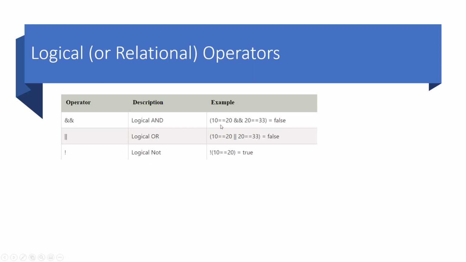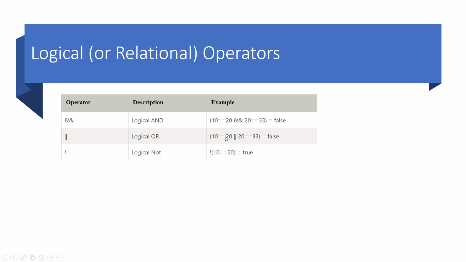Otherwise, if the first one is true and the second one is false, then the output is false. So for that we use the logical AND operator to check two outputs, and it gives the output based on those two operations. The next is logical OR.